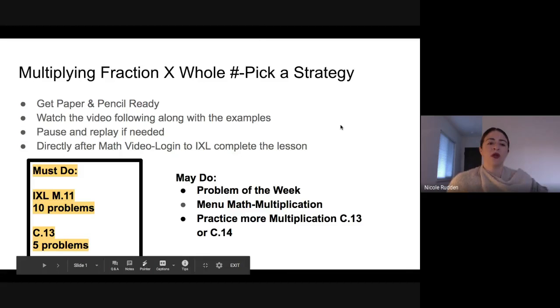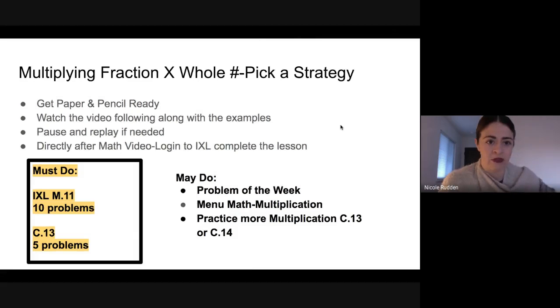Okay, so what we're going to be doing today is multiplying a fraction by a whole number, and it's your chance to pick a strategy. I really want us to get in the habit of getting a pencil and paper ready, continuing to watch the video, and pausing. I talked to a few students yesterday, and I'm sure Ms. Wells has as well, that some of you are really enjoying being able to pause the video and replay it if needed. That seems to be working for some of you, so use that as a resource.